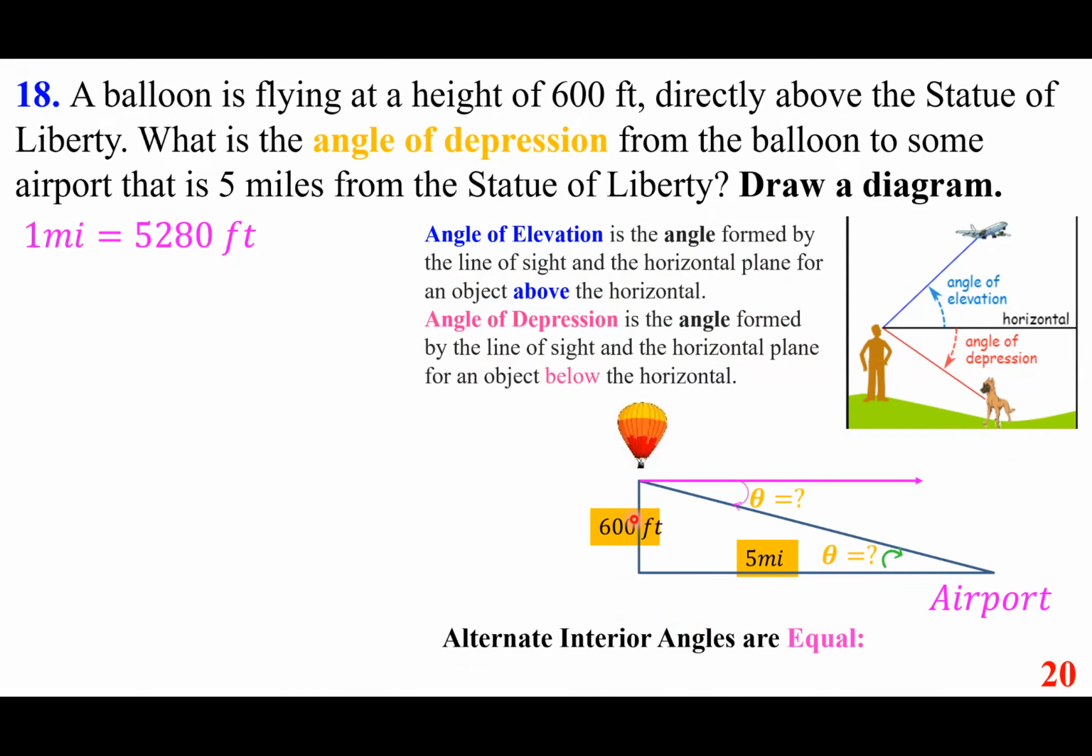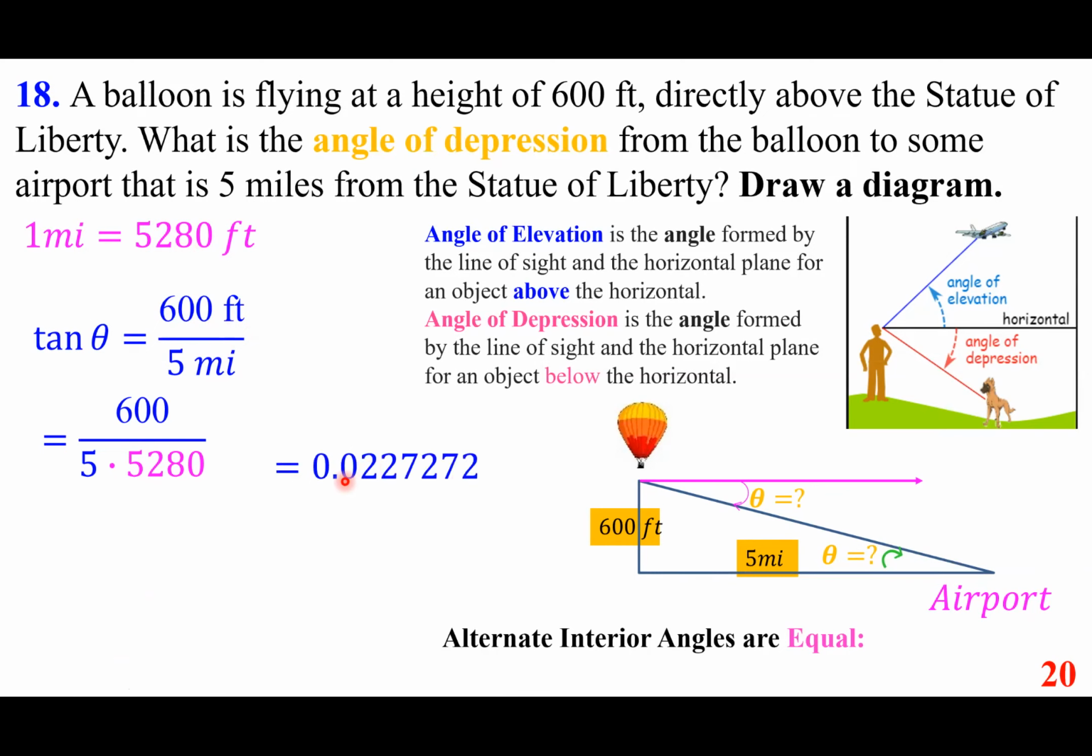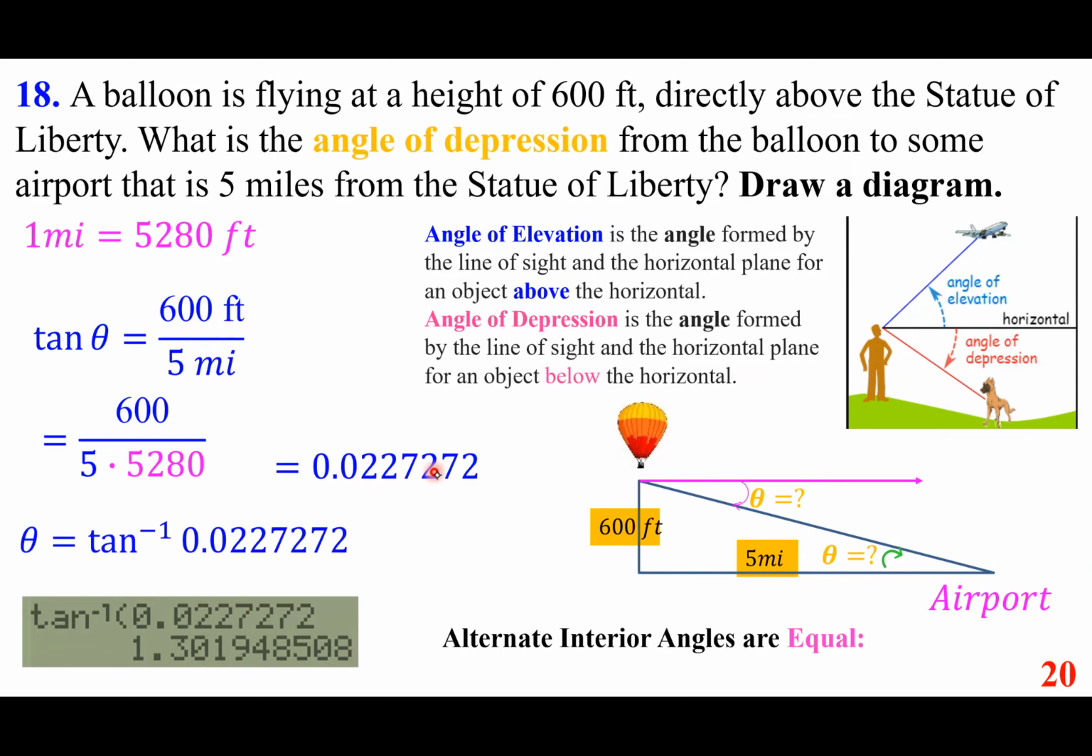Tan of theta is the opposite, 600 feet over the adjacent, which is 5 miles. And right away, we are going to change it to feet. It's easier to multiply this by 5280. We have to use the same units. And it becomes, and you write a lot of decimals, 0.022727, and theta is tan inverse of this number. If you use a calculator, it gives you 1.302 degrees.